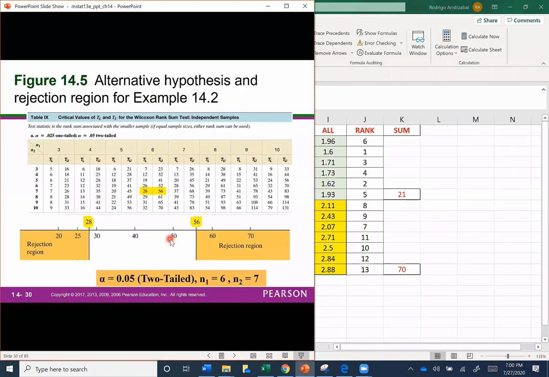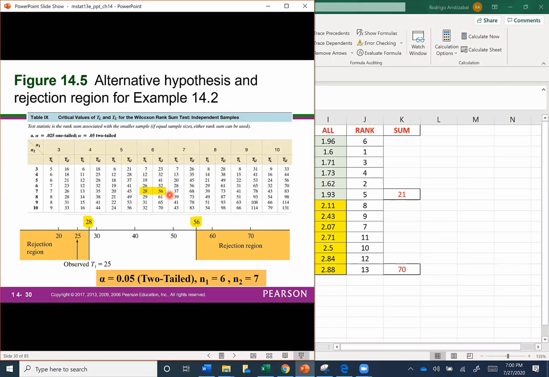My test statistic, remember, was T1, the sum for the smaller sample, and this sum was 25. Because 25 falls in the rejection region, since the rejection region is outside this interval, we reject the null. We have sufficient evidence. Remember this structure for the conclusion.